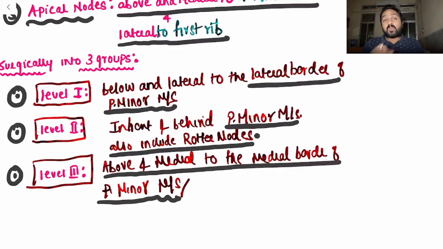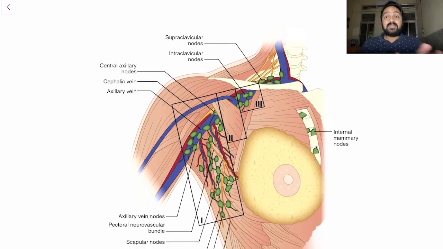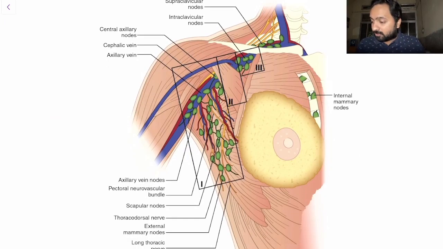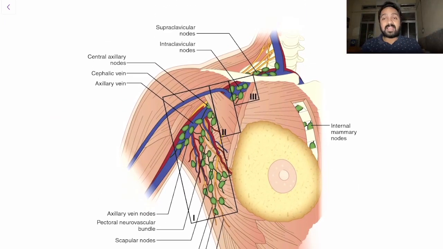Right. Now, why are we discussing so much in detail regarding your axillary lymph node? Because it is an important constituent of your modified radical mastectomy as well as your breast conservation surgery, right? The various surgical steps are not going to be discussed over here in your surgical anatomy. So let's look at the basic diagram of the levels of axillary lymph node.